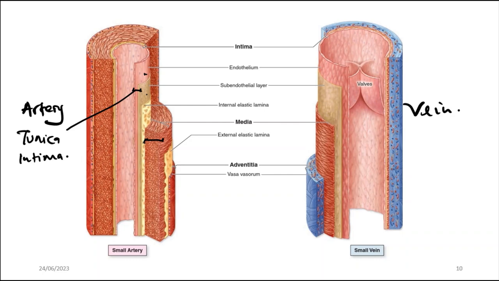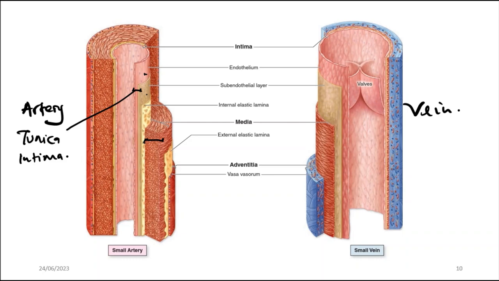And then you've got the tunica adventitia, which has vasa vasorum. Vasa vasorum are just blood vessels that supply blood vessels. All right. So now, you can see this is the artery here, and then this is the vein.